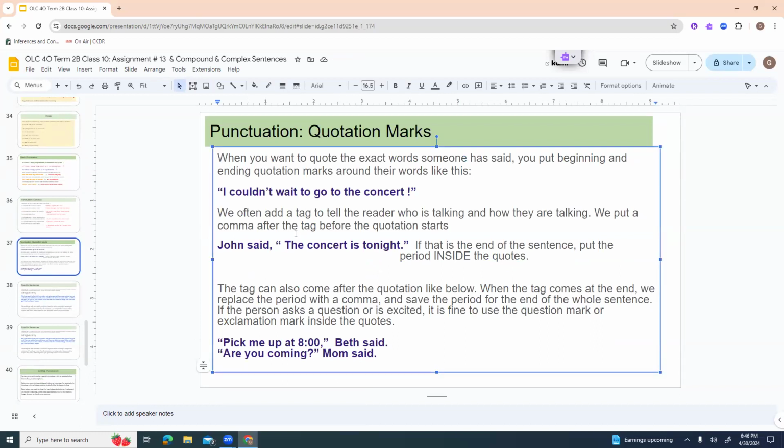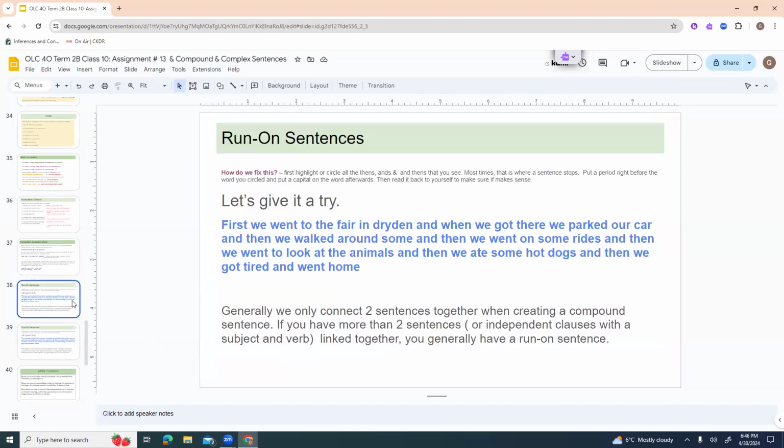All right. I was going to show you if we said the concert is tonight and John said came at the end, then instead of using a comma, you'd have a period because it's the end of the sentence. That's all we're kind of doing. Here are some examples. Pick me up at 8 o'clock, comma, Beth said. Are you coming? Mom said. Now, here we would normally have had a period at pick me up at 8 o'clock, but we don't put one there because if we did, it ends up looking like that's one sentence and Beth said is a second sentence and it just looks weird. So we kind of substitute the comma for the period. We don't do that if it's a question mark or an exclamation point. We go ahead and use it because people seem to realize it's not as confusing.